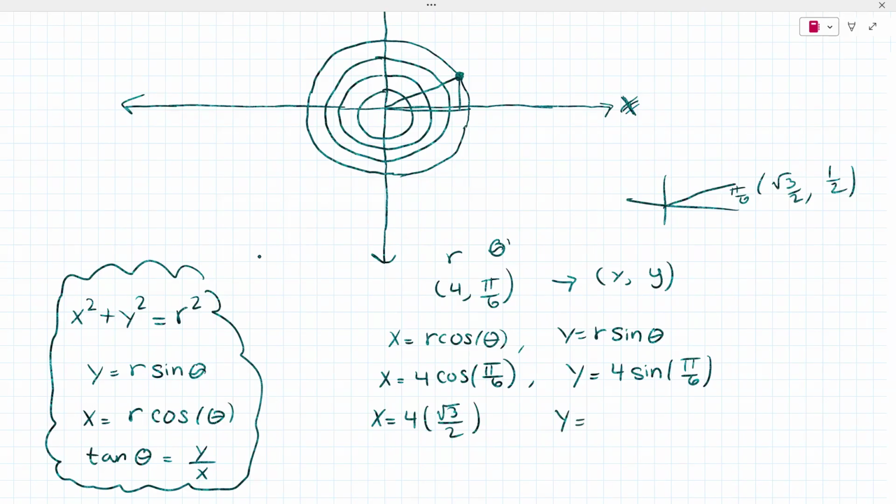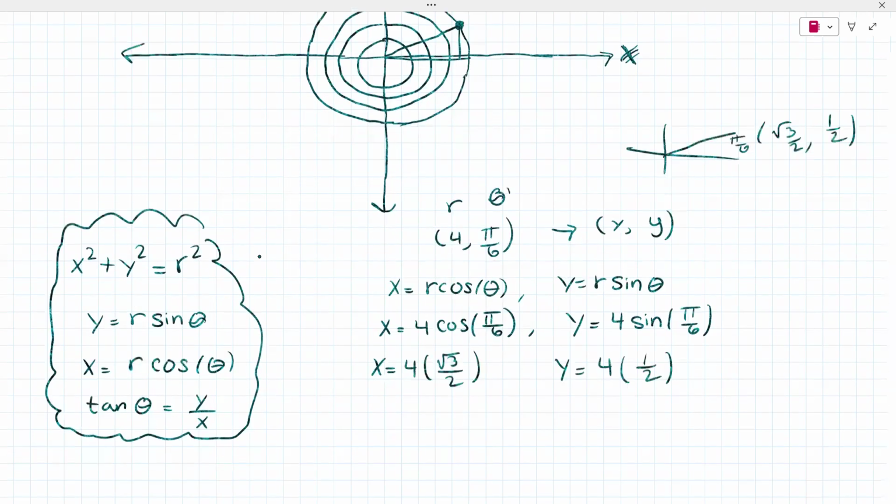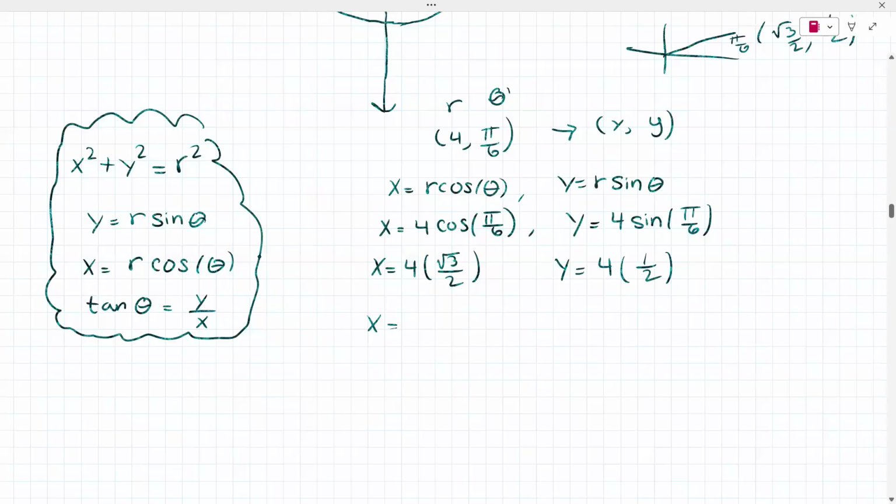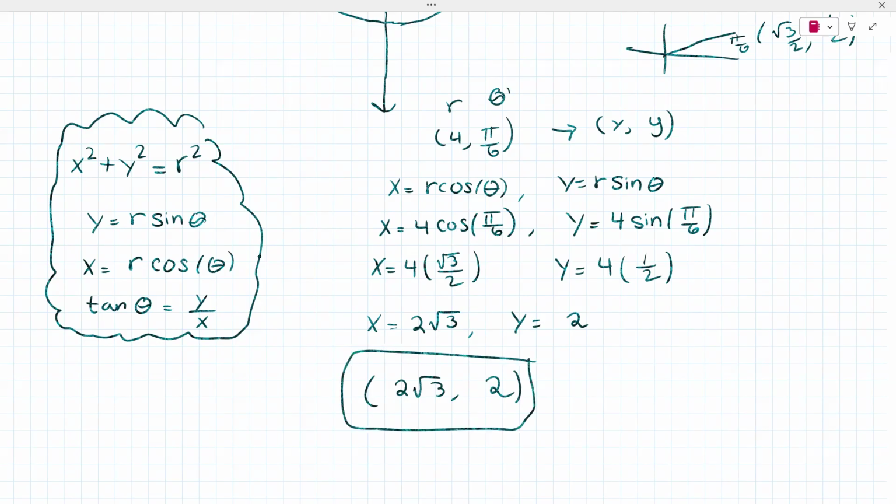So this would be 4 times radical 3 over 2, and then you can replace sine of pi over 6 with positive 1/2. So for x, 4 divided by 2 is 2, and then you have radical 3. And then the y is, what's 4 times 1/2? That's 2. So your rectangular point can be expressed as the coordinate 2 comma radical 3, and your y value is 2. And this would be your final answer. Not too bad, right?